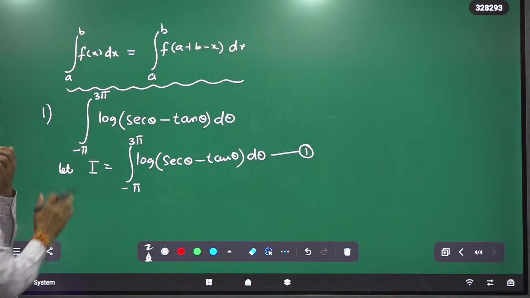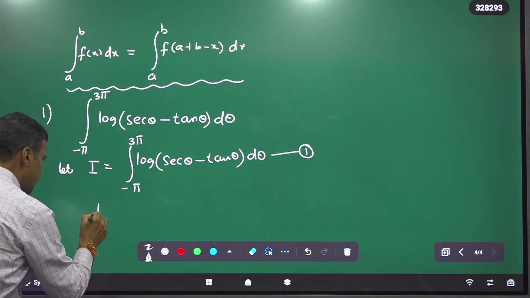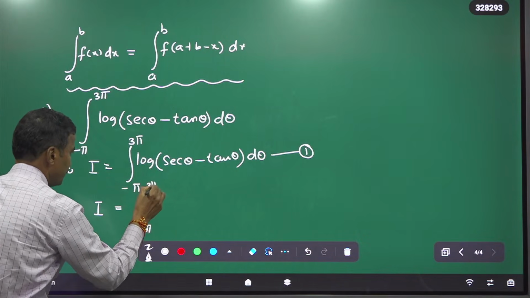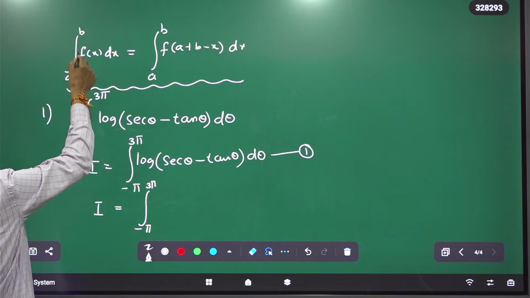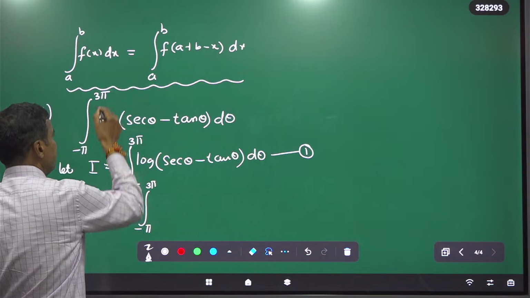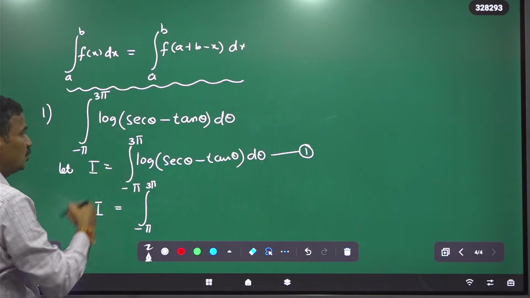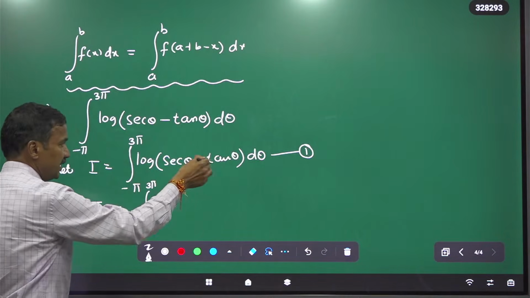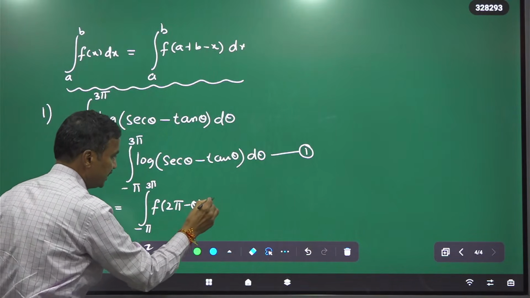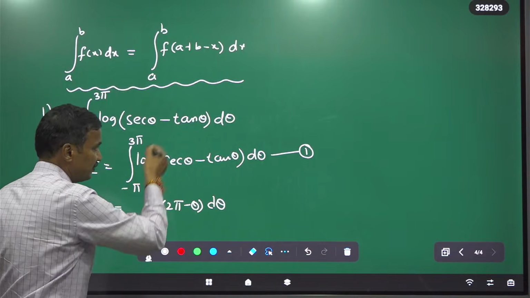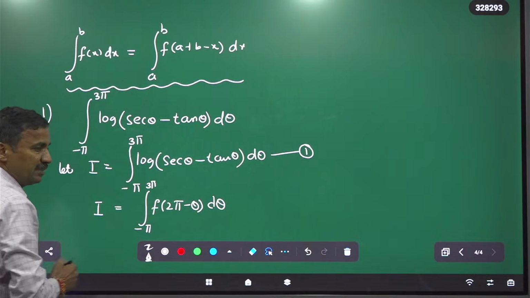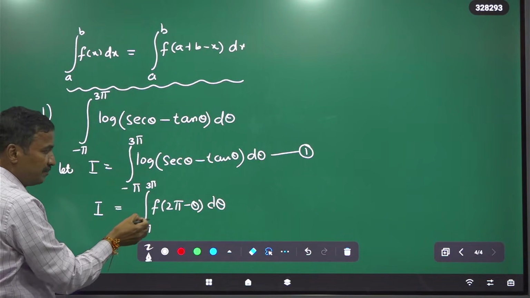Then by applying this property, I can be written as the integral from minus pi to 3 pi of f of a plus b minus theta. Here a plus b is 2 pi, so we get 2 pi minus theta. If you denote this function by f of theta, then we get f of 2 pi minus theta d theta, because a plus b is 2 pi.